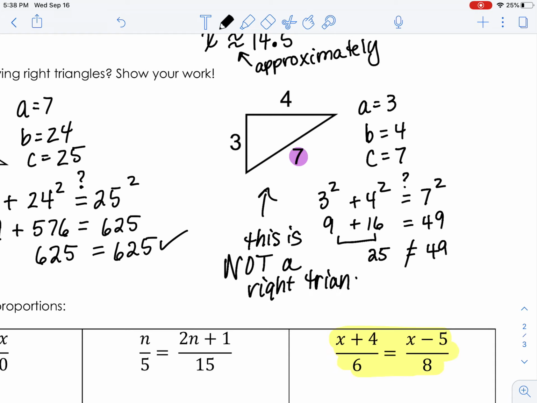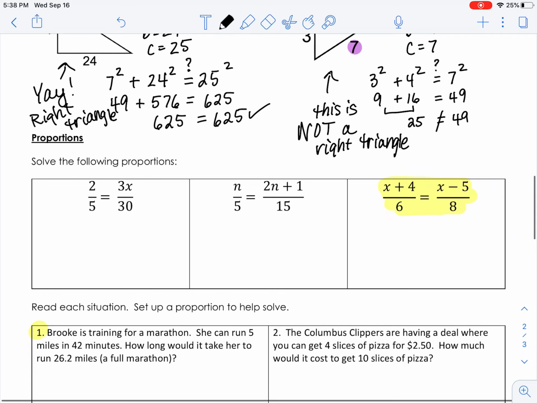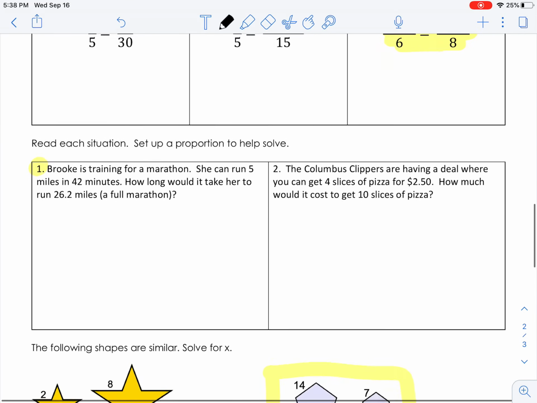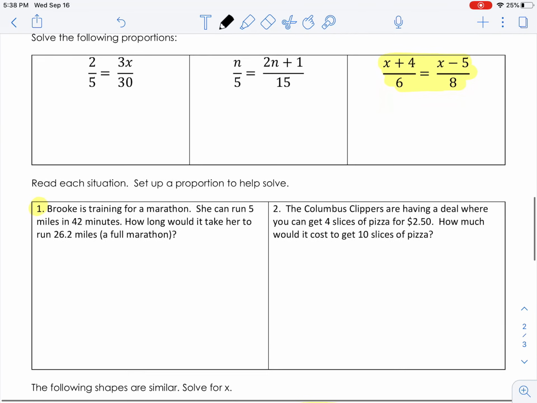Then today we learned proportions, or I should say we reviewed proportions. You guys have done those before. So for the proportions, we did the equations, and then we had word problems where we made the proportions, and then we had similar figures. So first I'll just do an equation that's already made.